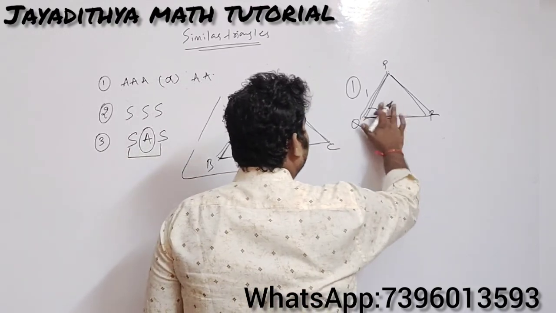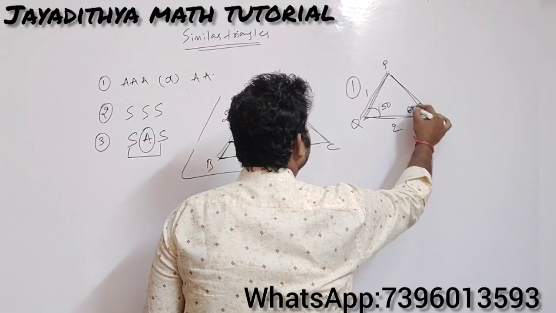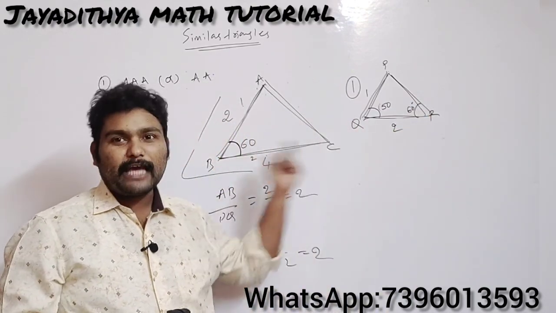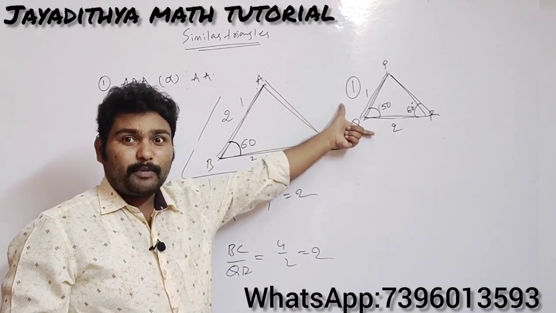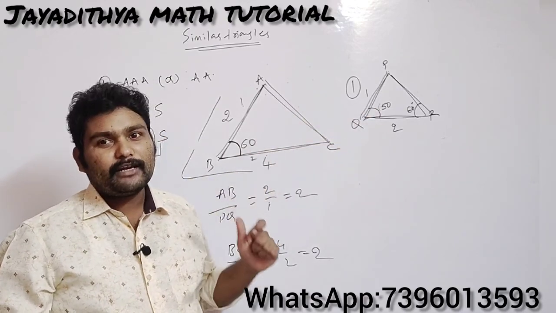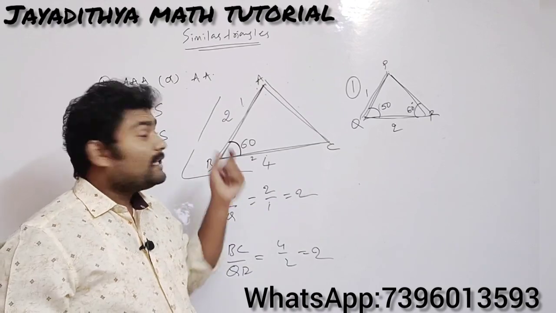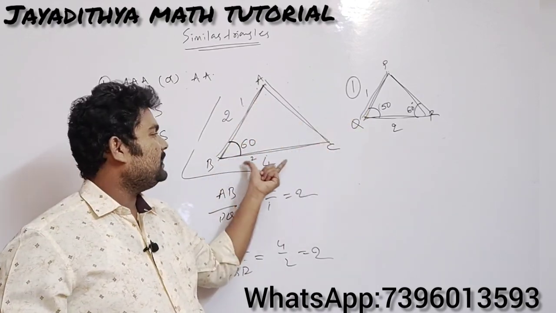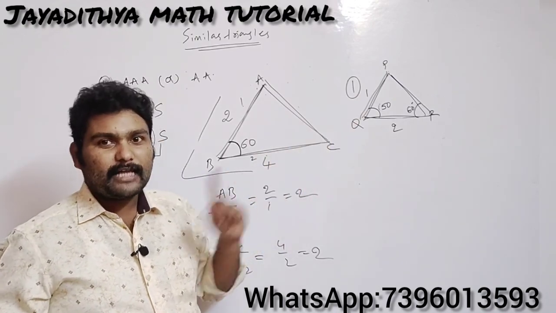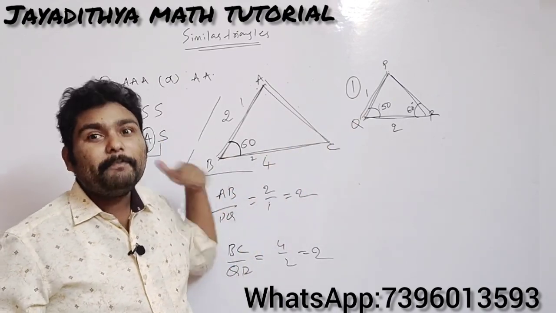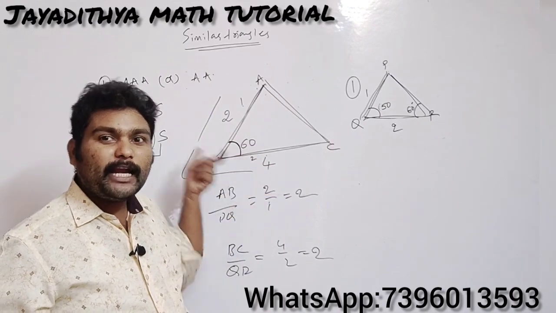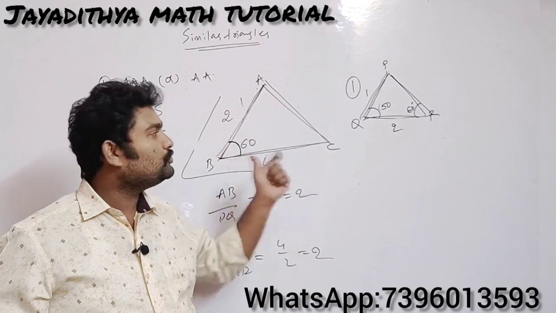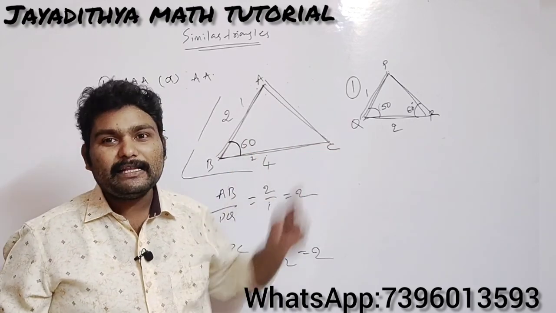For example, if this angle is 50 and this angle is 60, you should not say that here one angle is 60 and there one angle is 60. Both have proportional sides and one angle equal, but therefore both are not similar here. Why? Because AB's corresponding side is PQ and BC's corresponding side is QR. Both are proportional, that's okay. But the angle must be included between the sides. So the angle must be between those two sides only. You should check that. But here the included angles are not equal.